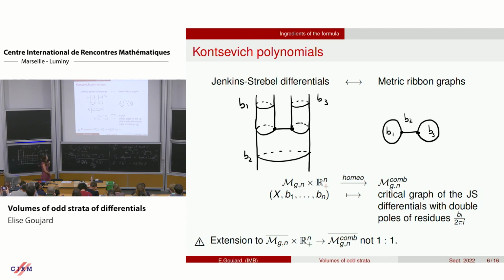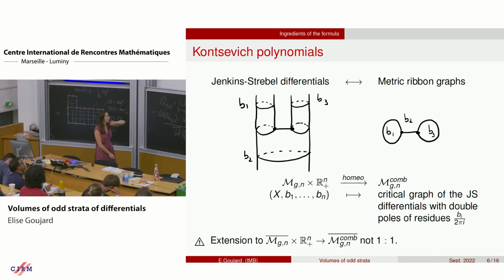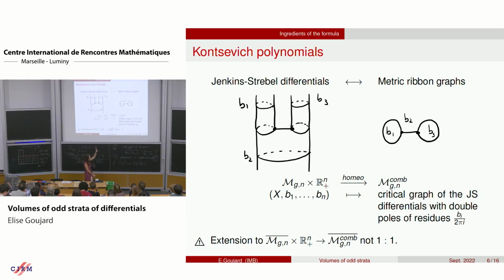So the Strebel theorem gives you a homeomorphism between the moduli space of curves times R_+^n, the set of positive numbers, and the combinatorial moduli space, the set of equivalence classes of all ribbon graphs. The parameters that correspond to the lengths of the faces of this graph are just the perimeters of the cylinders, or you can think of them as residues of the double poles of the differential.